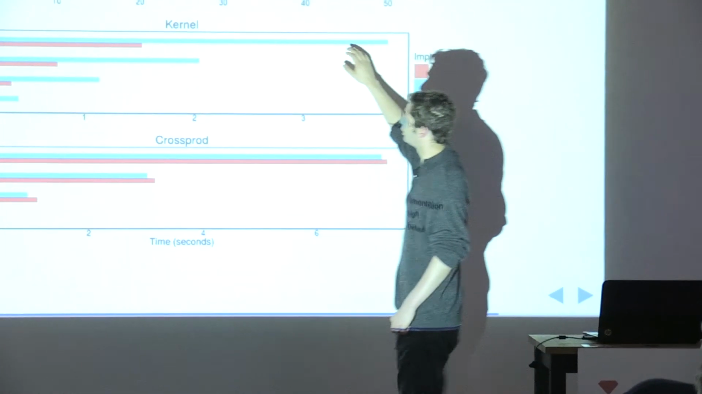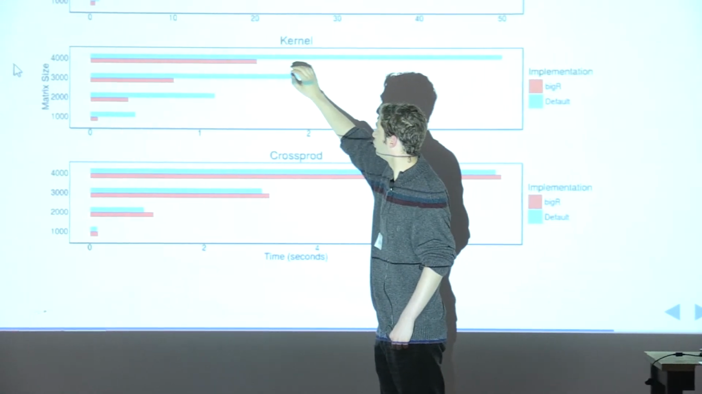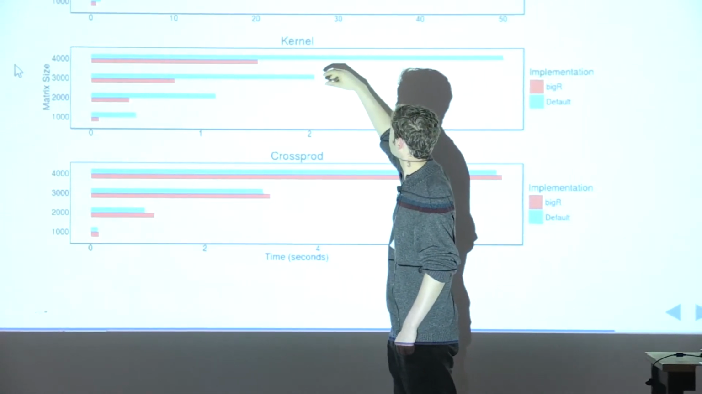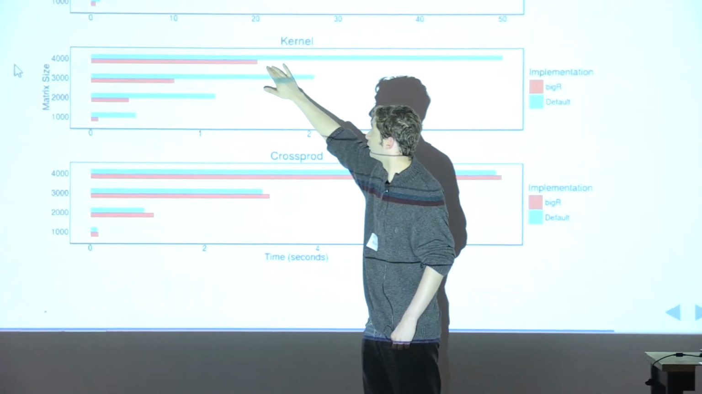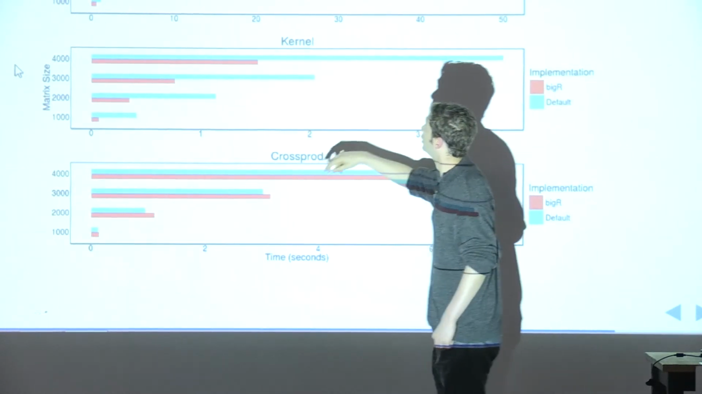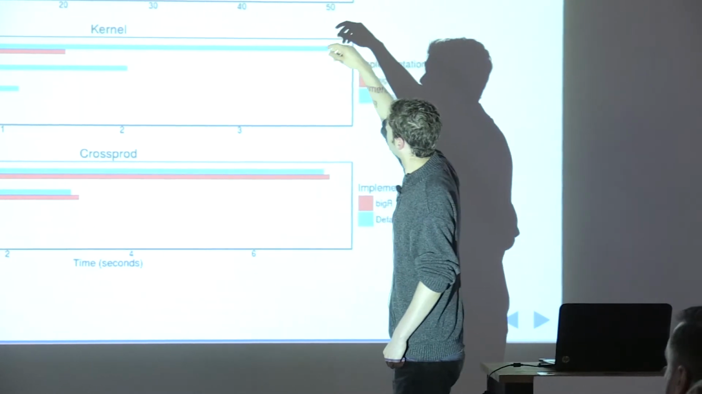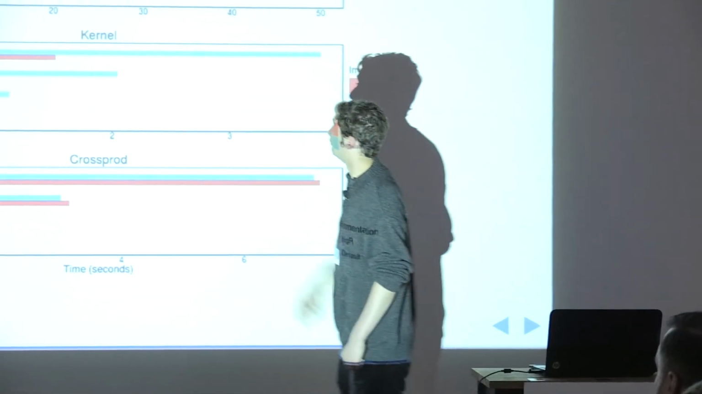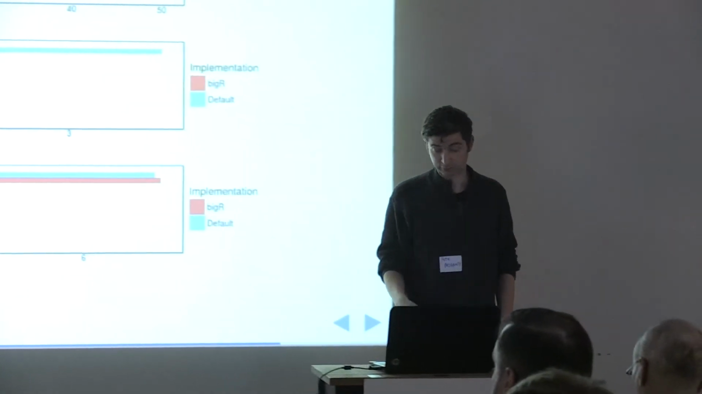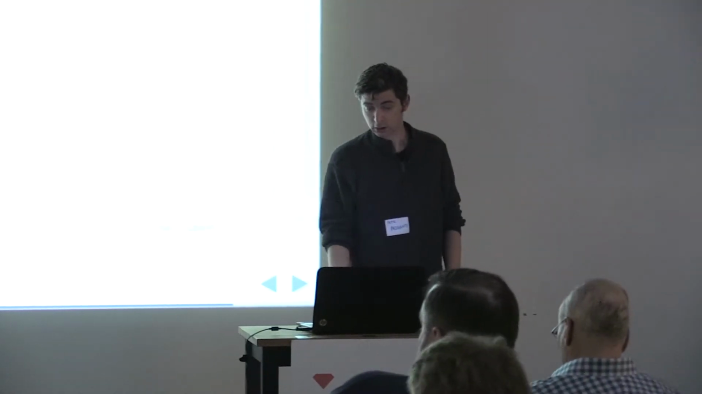But using this cluster of packages, we're able to get the kernel much faster as it starts to get big, and we're able to get the eigenvectors much faster. So that's a promising first test.